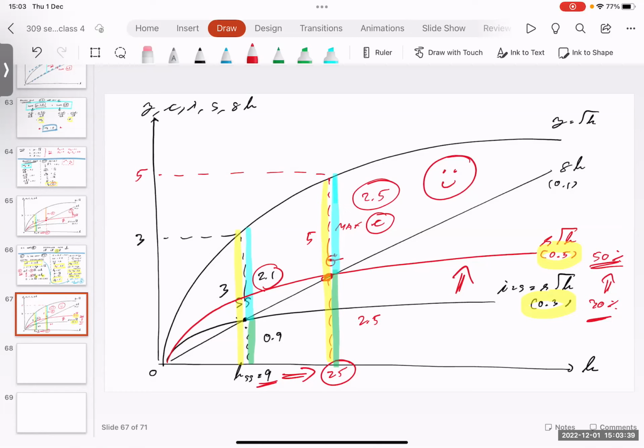Okay, so what's so good? The golden rule point is a point where you're going to have the maximum consumption. Okay.